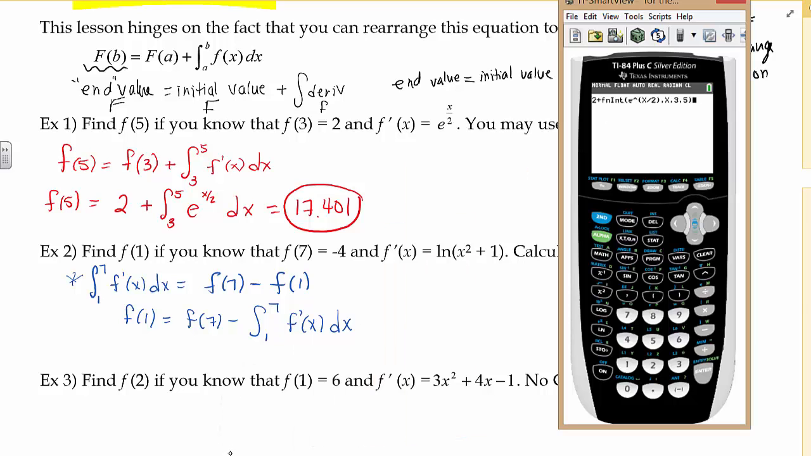So in my handy-dandy calculator, I am going to do this. I'm going to put it back into math print mode, though, so sorry, those of you who have the old operating system. So on this one, I have f of 7, which is negative 4, minus the integral from 1 to 7 of ln of x squared plus 1 dx. Negative 19.978. Okay, fine.